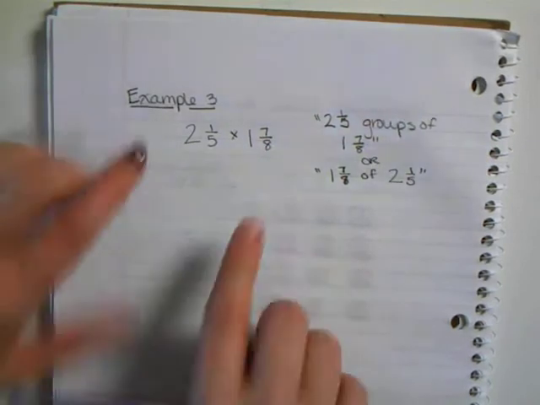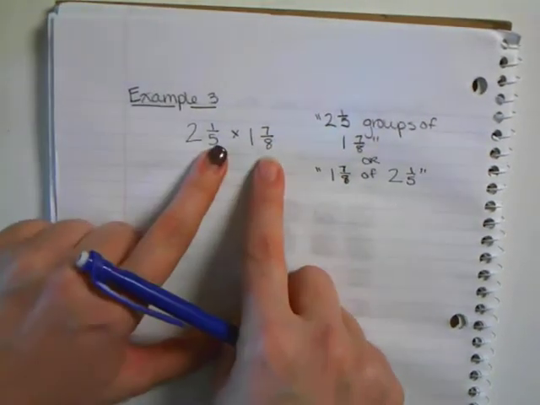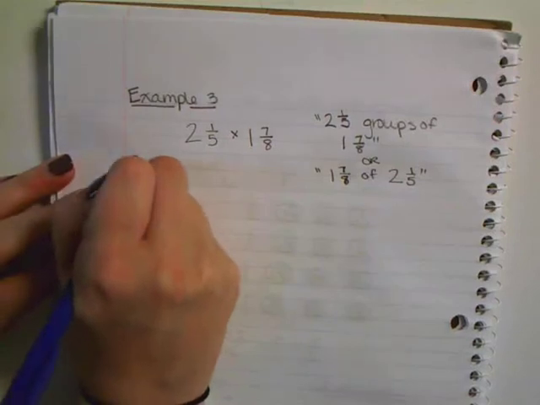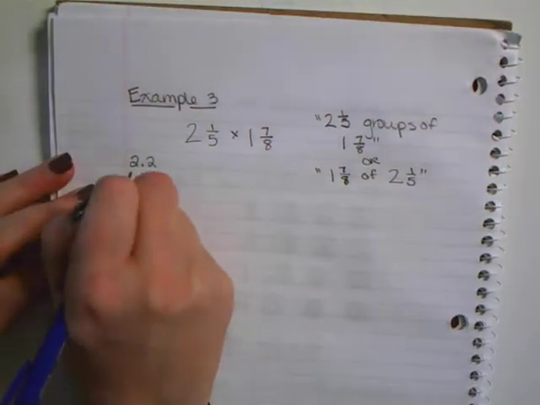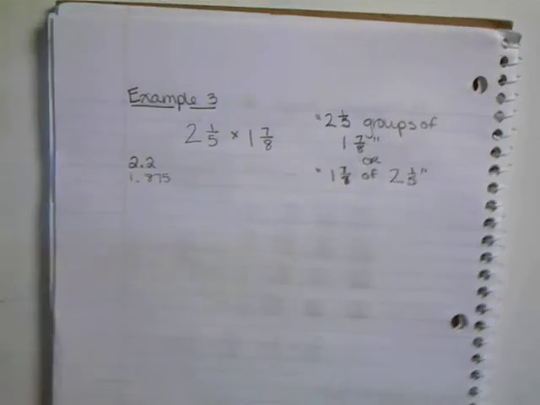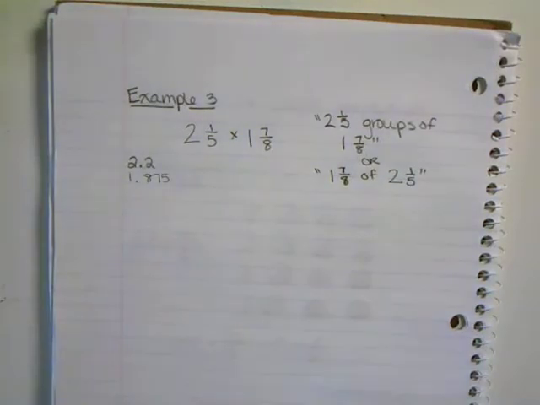I'm not doing just 2 times 1, 1/5 times 7/8. Okay? It's like if I were going to change these into decimals, which you know you would never do, but this would be 2.2 and 1.875. No, we're not going to put it into a decimal.